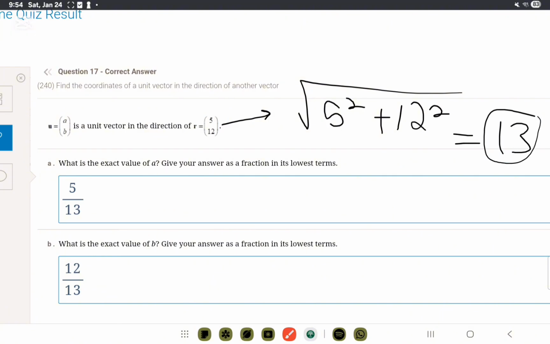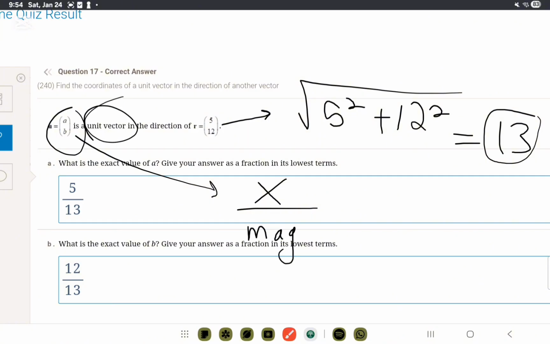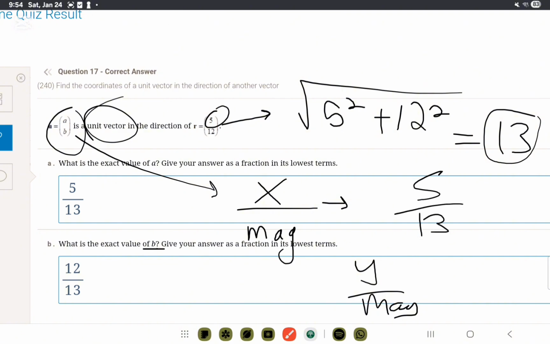So x turns into x over magnitude. This is how you solve a unit vector. You only use it when you have a unit vector. And for the value of y, you do y over magnitude. So what's your x? Your x is 5, so 5 over 13. And your y is 12, so it's going to be 12 over 13.